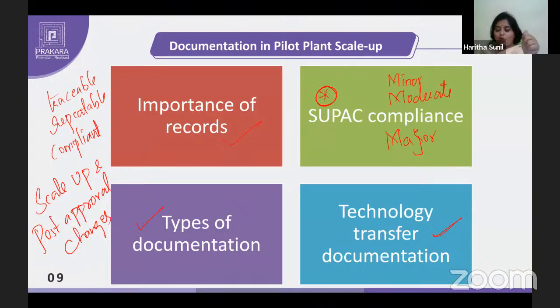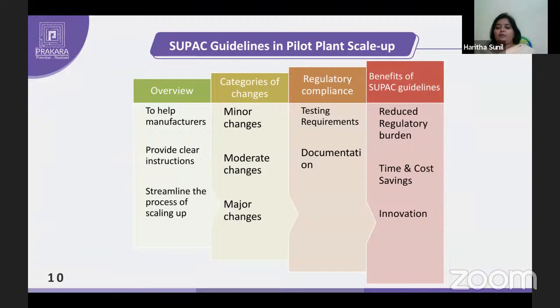So we have seen the importance of records, SUPAC compliance, types of documentation, as well as the technology transfer. Right. Then coming to the SUPAC guidelines in this particular pilot plant scale up techniques. So why do we have to go for SUPAC? These guidelines are mainly introduced for the first reason: to help the pharmaceutical manufacturers navigate, that means to overcome the challenges associated with scaling up production or even post-approval changes. So in order to keep track of all these, it is very useful for the pharmaceutical manufacturers.